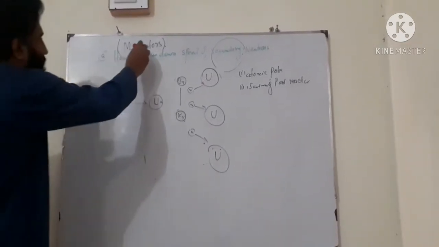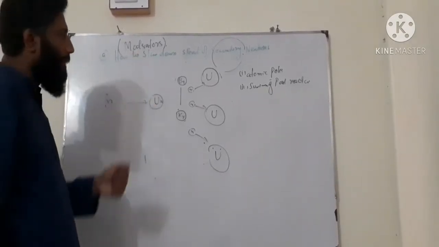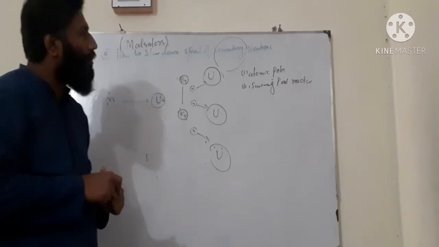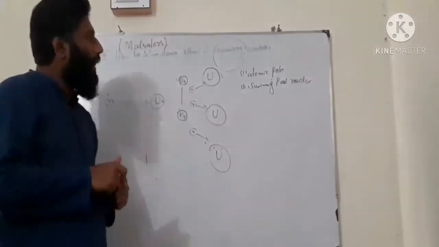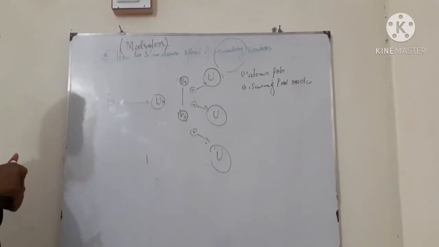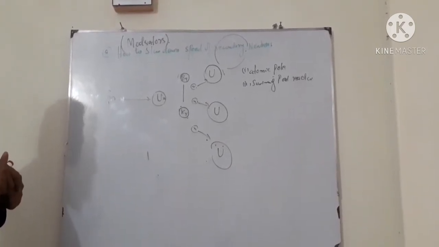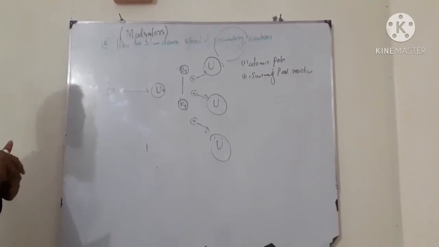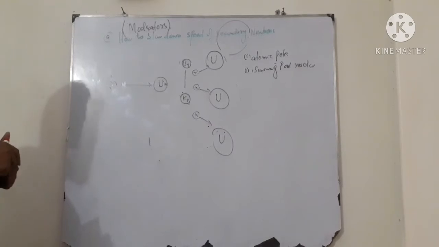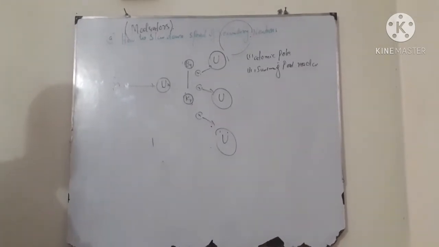And how does this work? If we use graphite as a moderator, then it is called the atomic pile. And when we choose heavy water as a moderator, then it is called the swimming pool reactor. A very interesting term, swimming pool reactor. I will explain the working of the swimming pool reactor.